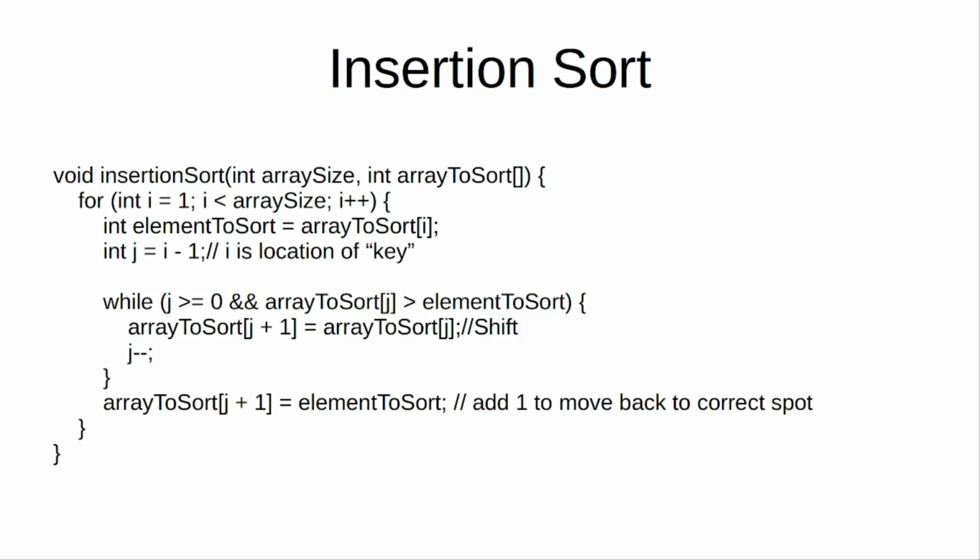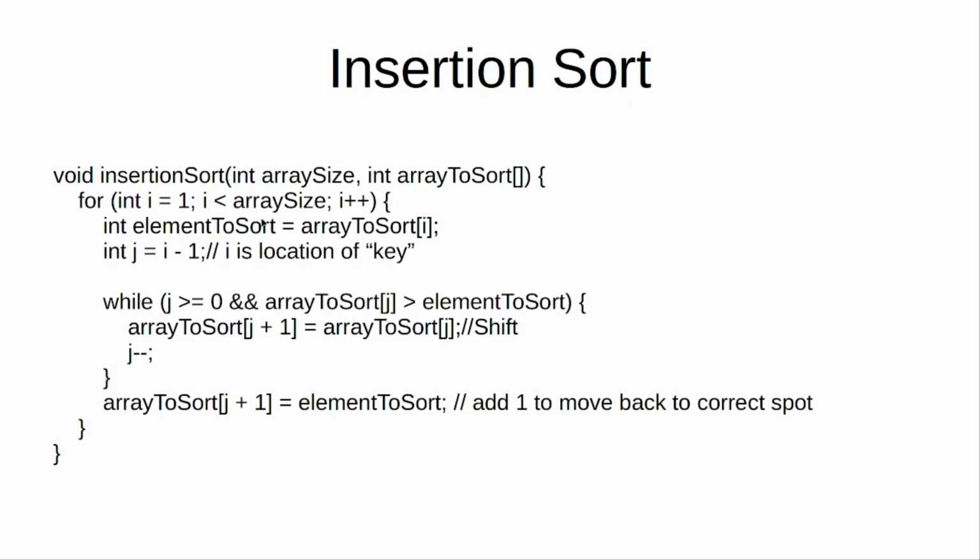Insertion sort uses a temporary variable, but it doesn't use it for swapping in the way that bubble sort or selection sort does. I've seen it be called key. In this implementation, I put this is the location of the quote unquote key, but I'm calling it element to sort. It's the current element that we're looking at.